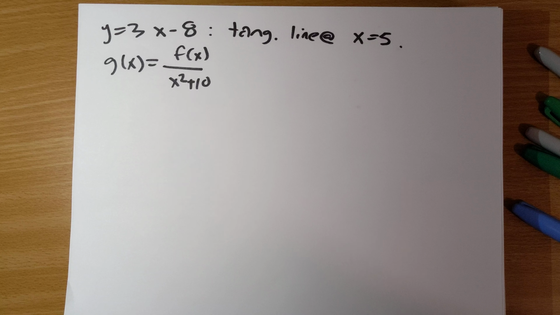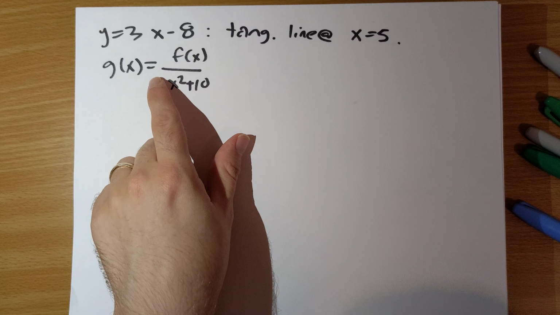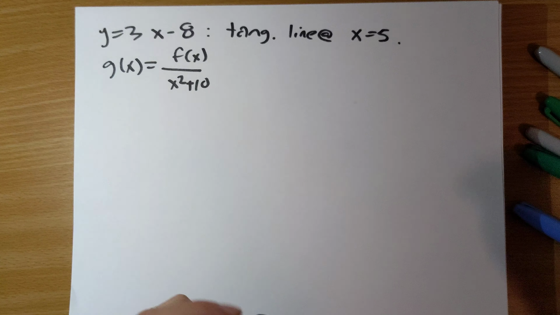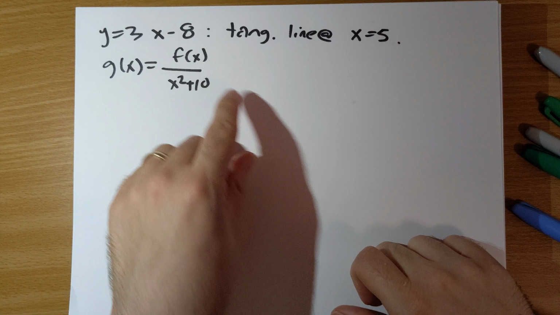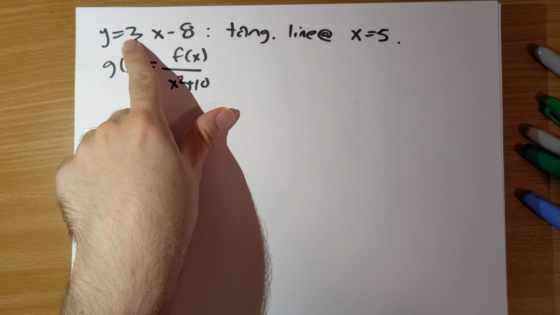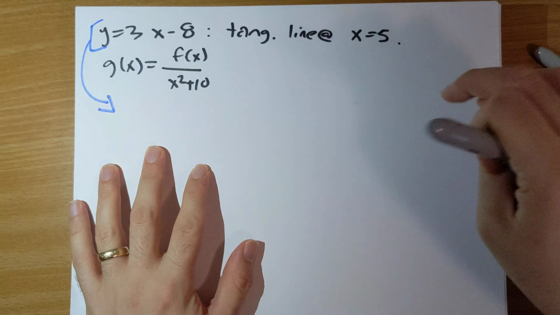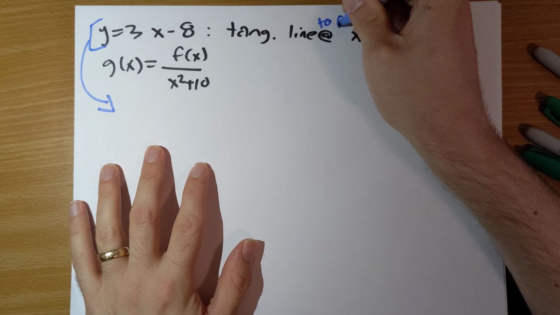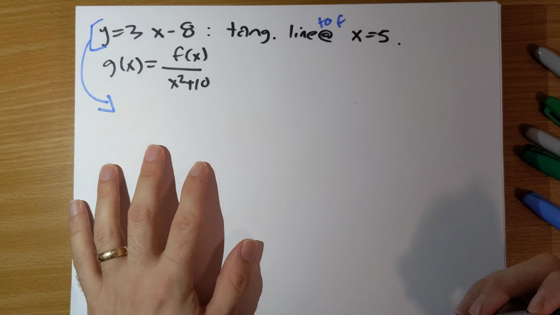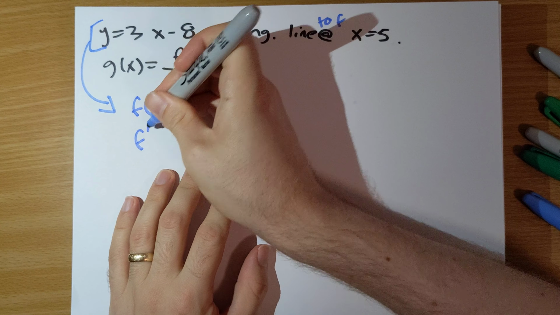Number 7, suppose an equation of the tangent line to f at x equal to 5 is y is equal to 3x minus 8. And you're asked for information here about f and g, where g is defined as f of x divided by x squared plus 10. So the first thing to realize here, y is equal to 3x minus 8. This is the tangent line to f at x is equal to 5. This gives us information about f of 5 and f prime of 5.